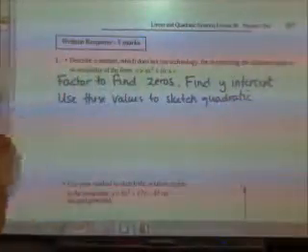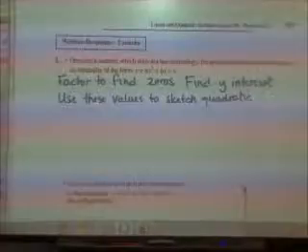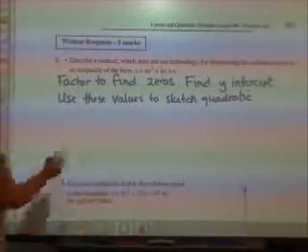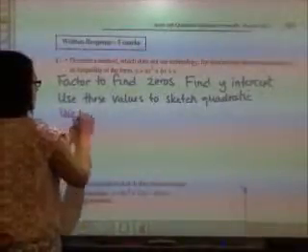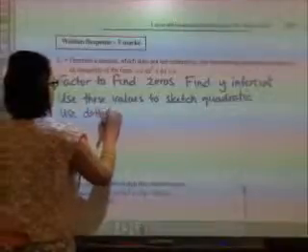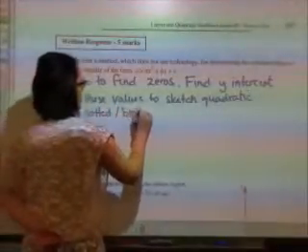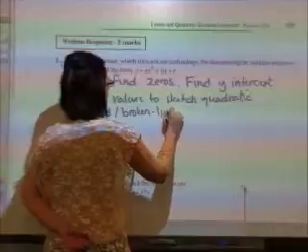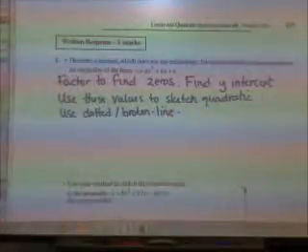What kind of line would I use in my quadratic? Dotted. A dotted line, or a broken line. And that's because it does not include the boundary.